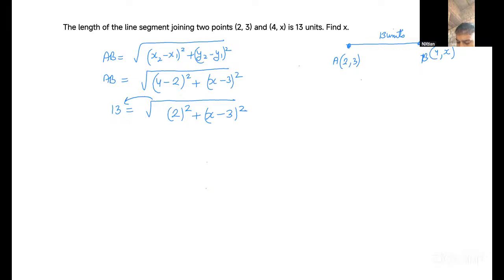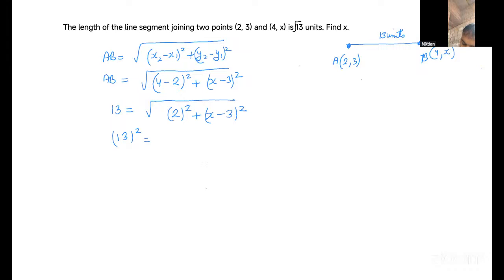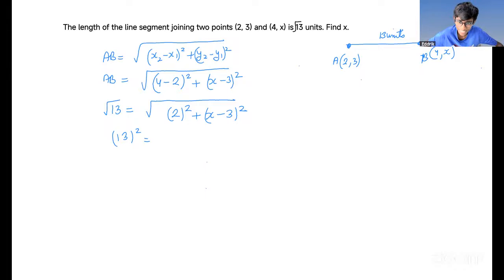Yes, Justin. No, it's not 13, it's root 13 units. Given as root 13. Oh, okay. My bad. I forgot the root. When I did copy paste, the root automatically didn't come. I don't know why.